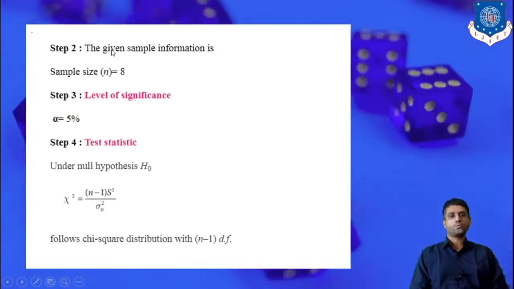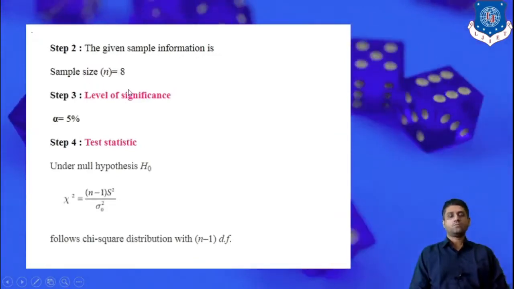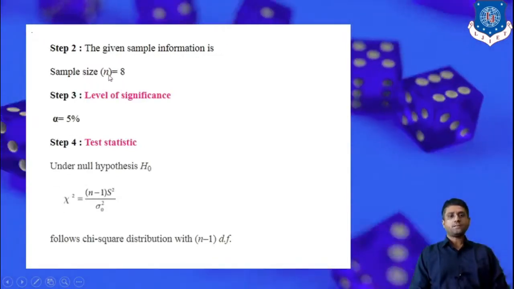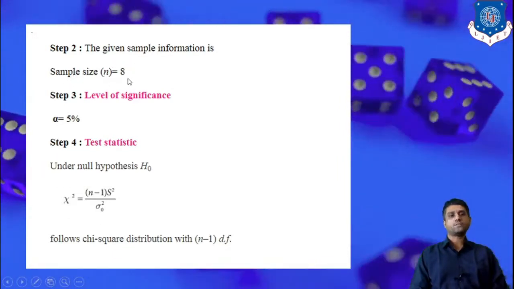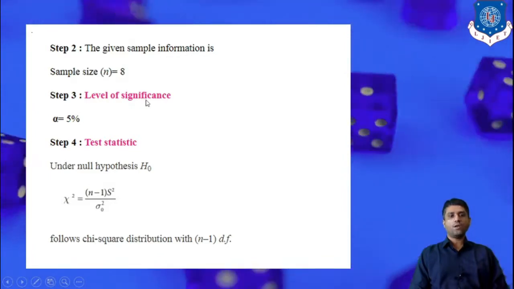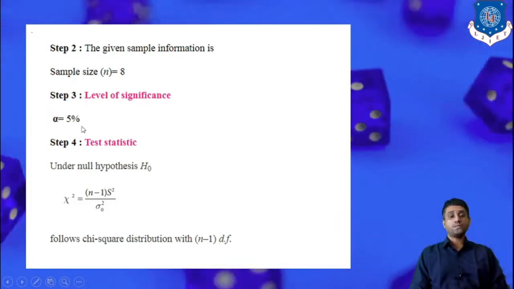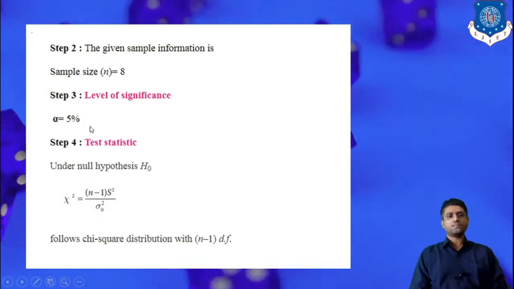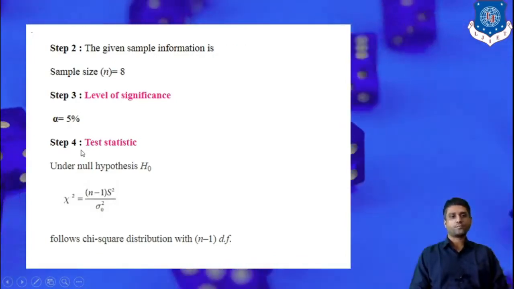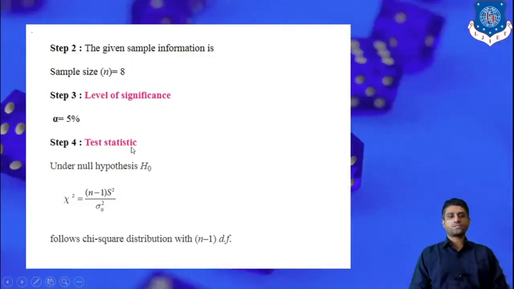Step number 2, we have to gather the data. The definition collects the data of 8 students, so the size of the sample n is equal to 8. Now for the level of significance, here we consider a 5% level of significance. It is our choice.